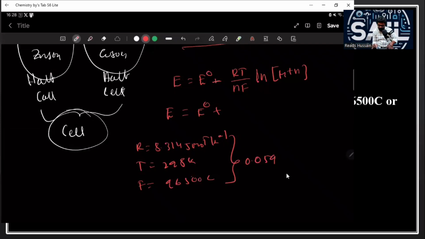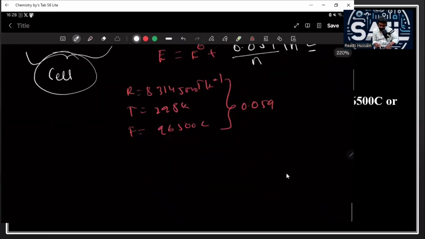0.059. So in the place of RT by F, this value is 0.059 by n. Write down that n, ln, and in the place of molar concentration of M plus n, I am going to write C, C for concentration of the ions. That's all. This is the simplest formula and all of you should remember this formula.